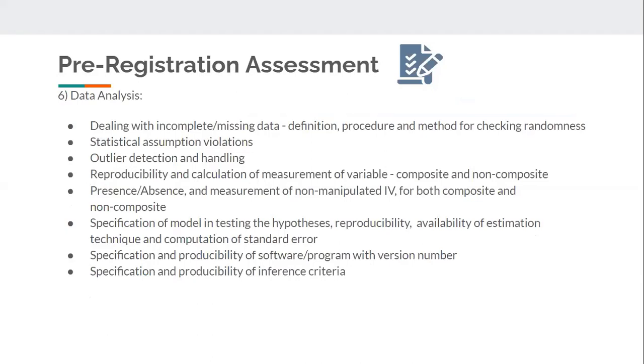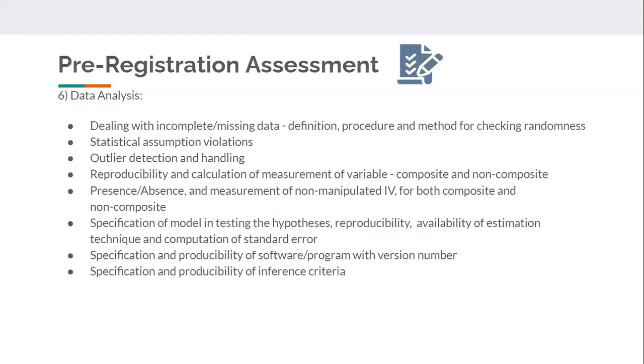And the next part, data analysis. You basically check how the original authors and the RR dealt with incomplete or missing data. How do they define missing data? How do they define incomplete data? You check the procedure and the methods for checking the randomness of this missing or incomplete data.